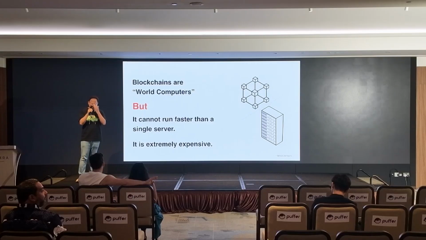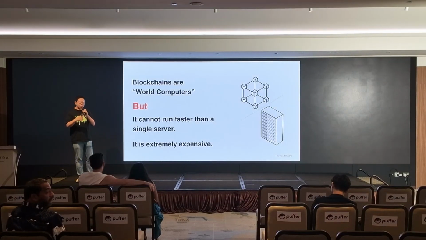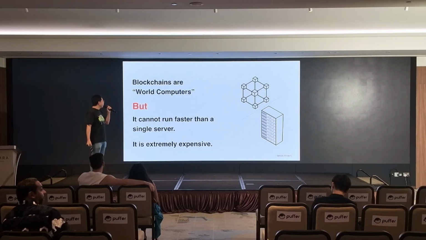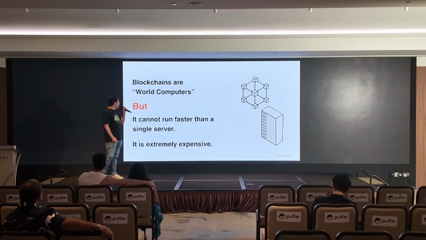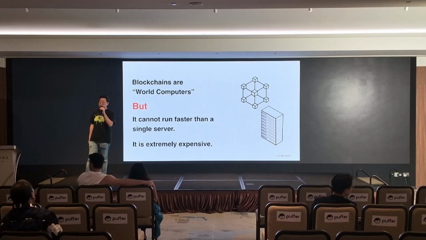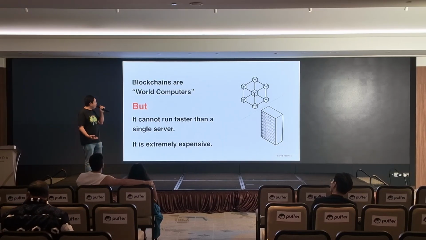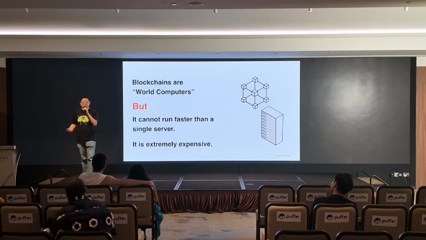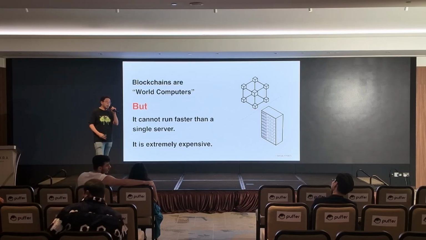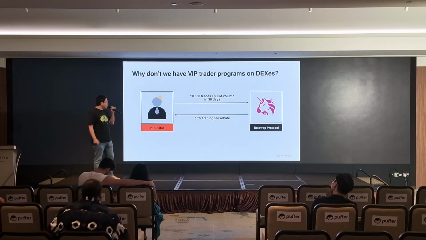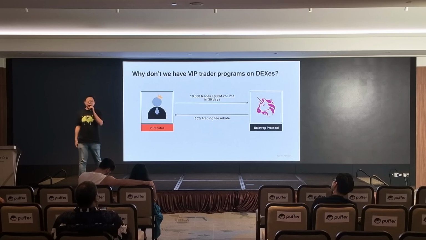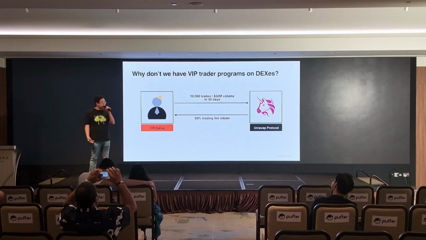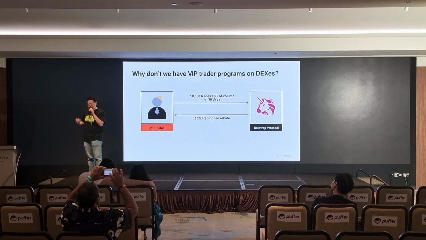Before I dive into what exactly we do, I just want to give you a quick introduction of why we're doing this. Blockchains are often marketed as world computers. But if you look at them very closely, they are very slow computers, often cannot run faster than a single server, and are extremely expensive. You may think this is not the case because we have made so much progress over the last couple of years in blockchain, and we should be able to do any kind of computation on blockchain, right? Well, that is not actually the case.